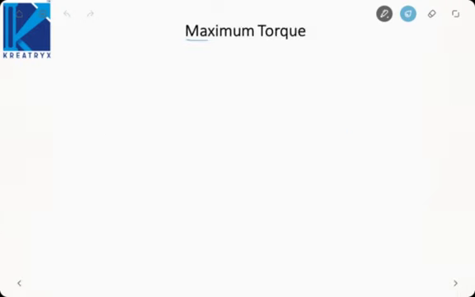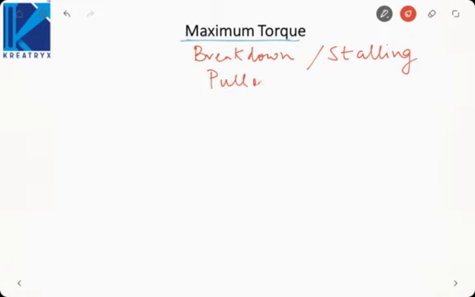Now let us try to determine the maximum point in the characteristics, that is the maximum torque. It is also called breakdown torque, or stalling torque. Okay, it is also called pull out torque. So there are various names. You must recognize by any of these names that it is talking about the maximum torque in case of induction motor.